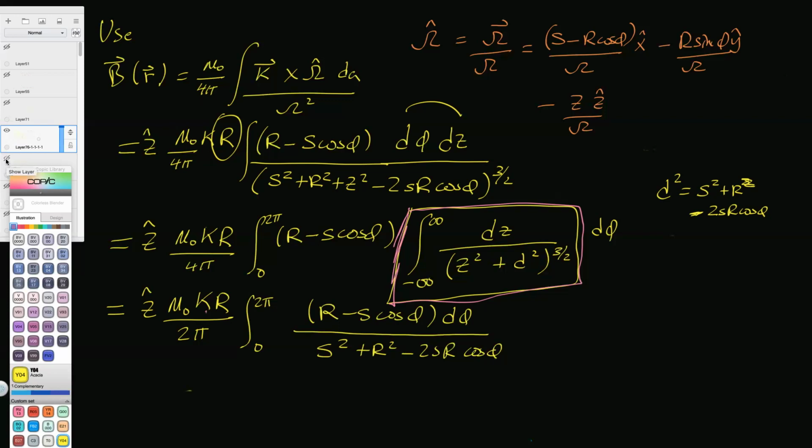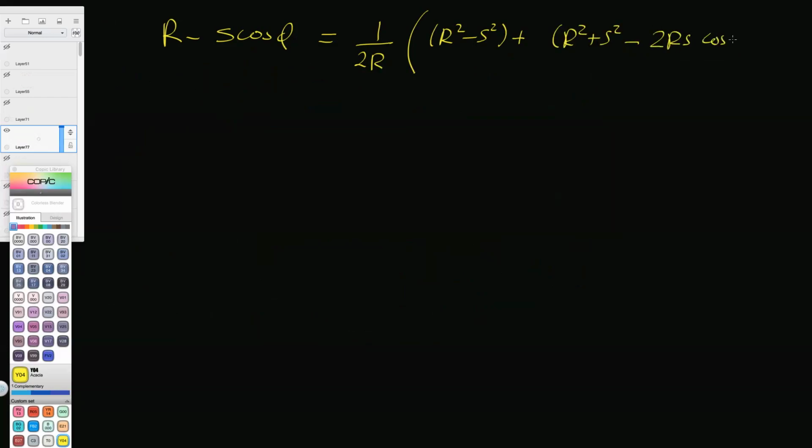All right, so I need to figure out this thing. I'm going to come back to this layer in a minute. Actually, no, let me just get a new layer, and we're just going to look at r minus s cosine phi. Now I can write this as 1 over 2r, and then r squared minus s squared plus r squared plus s squared minus 2rs cosine phi, which of course is our d squared, right?